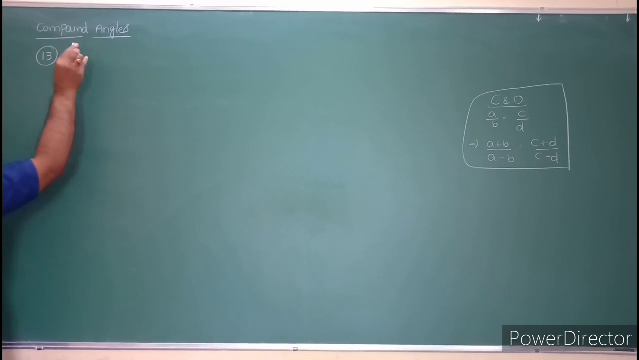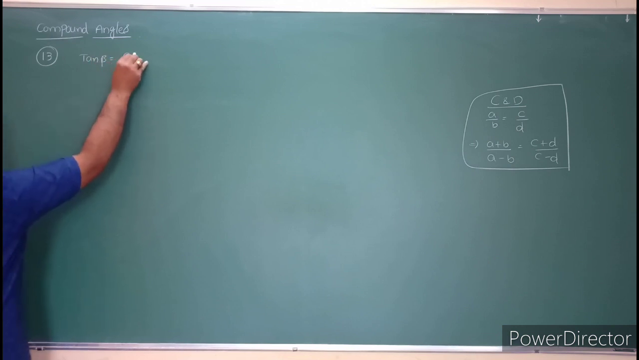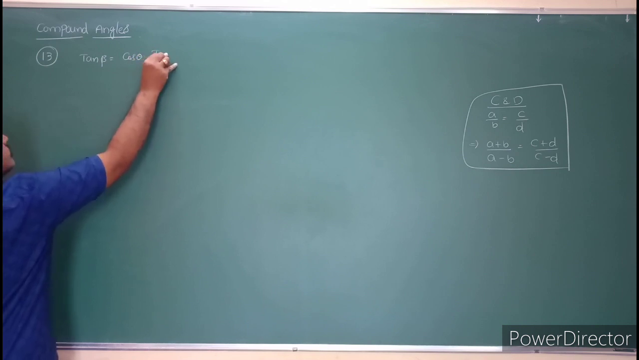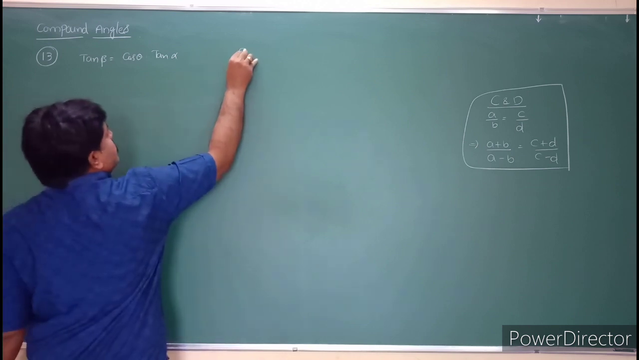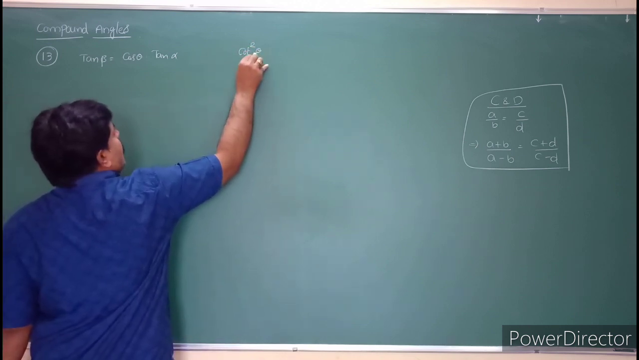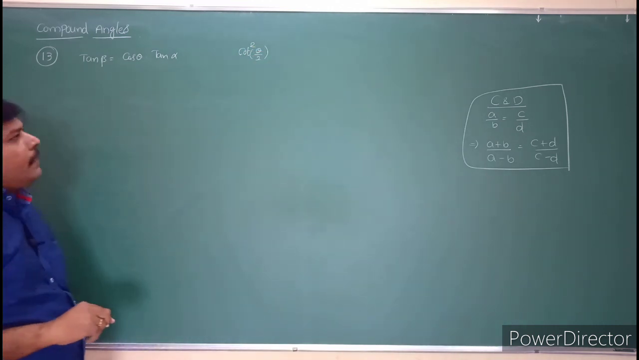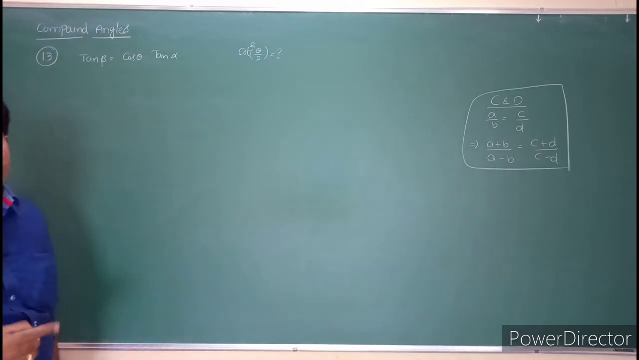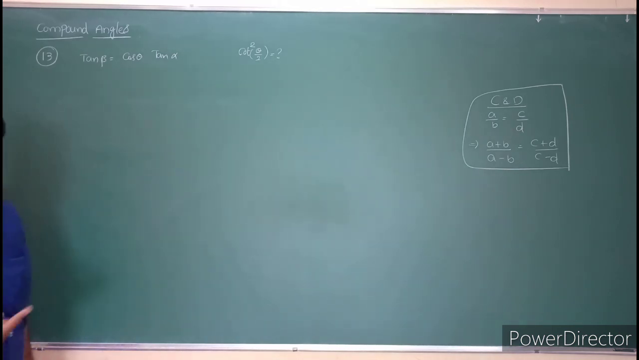See that question: if tan beta is equal to cos theta into tan alpha, then they are asking cot square theta by 2. They are asking cot square theta by 2. Okay, so this is the condition they are asking. So see this question, students, how to calculate this one. This condition is given, they are asking how to calculate this value.